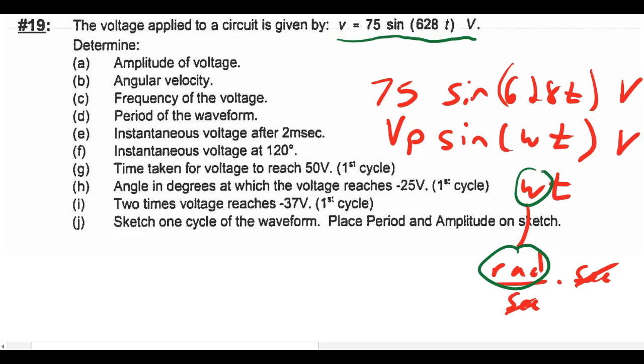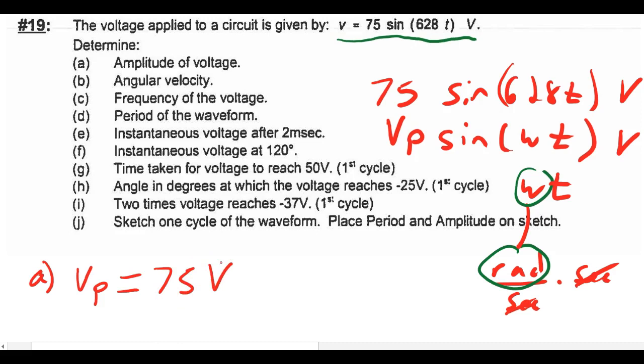Now, for part A, we are asked to determine the amplitude of the voltage. Well, the amplitude of the voltage is the peak value of the sine wave, and so V peak equals 75 volts.